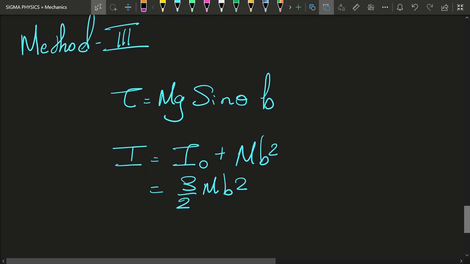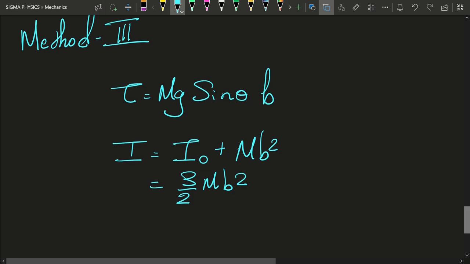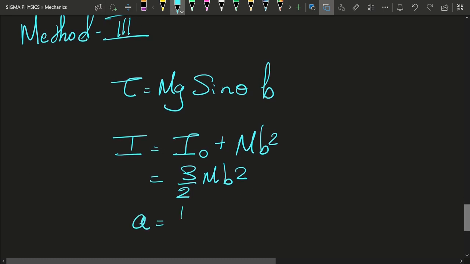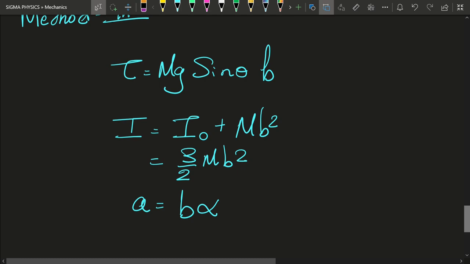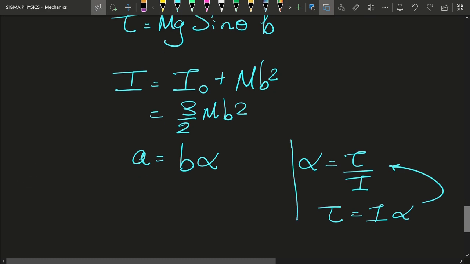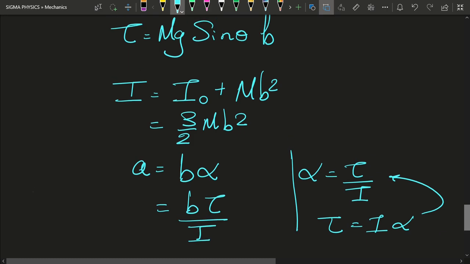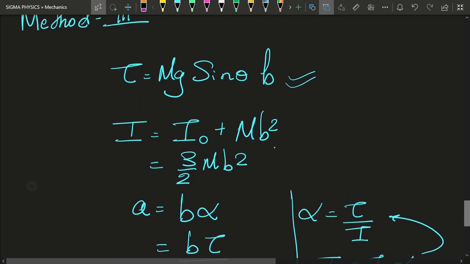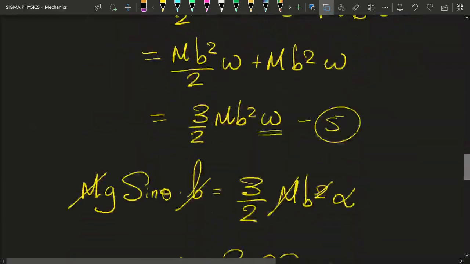Now again, since this is a pure rotation, we will have a equal to b alpha. Now, what is alpha? Alpha is going to be torque upon the moment of inertia, right? That is how you define torque. Torque is equal to I alpha. So alpha is going to be torque divided by the moment of inertia. And hence what we'll get here is b tau divided by I. Now if I substitute tau from over here, let me call this equation number 5, 6.